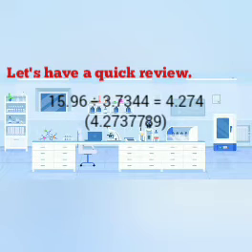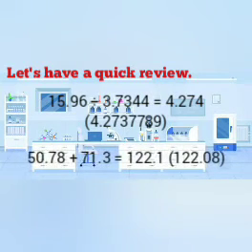15.96 divided by 3.7344 is equal to 4.2737789, but it will be rounded off to 4.274 since 15.96 only has 4 significant figures. 50.78 plus 71.3 is equal to 122.08, but it will be rounded off to 122.1 since 71.3 only has 1 decimal place.